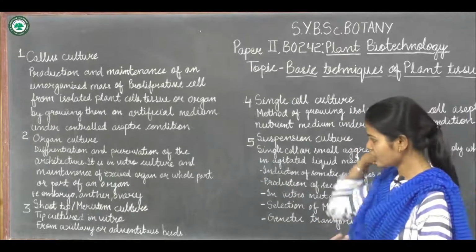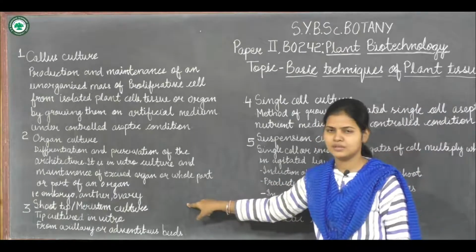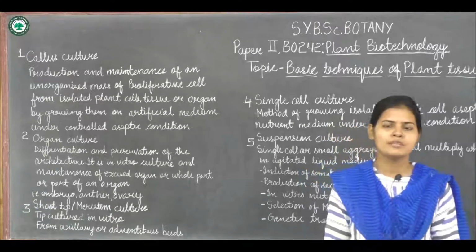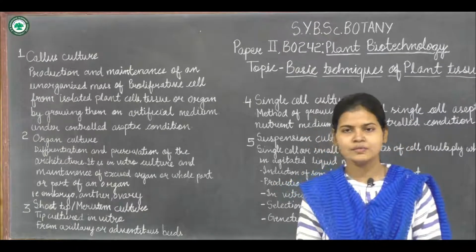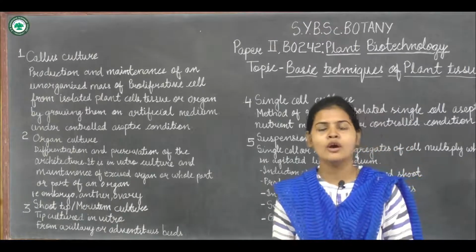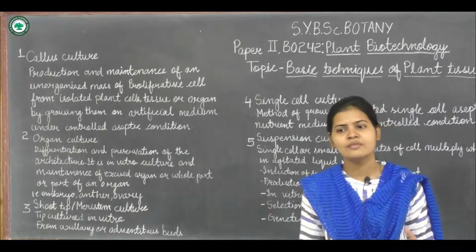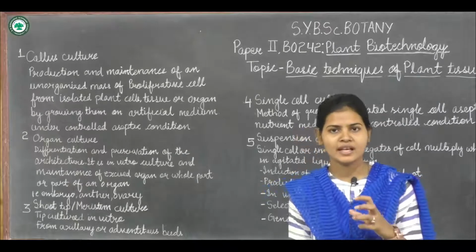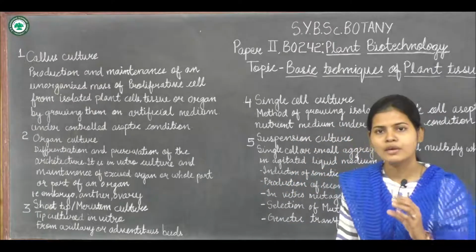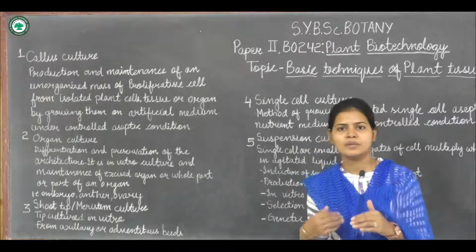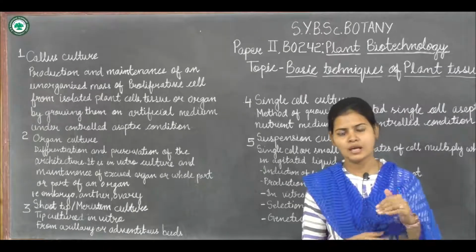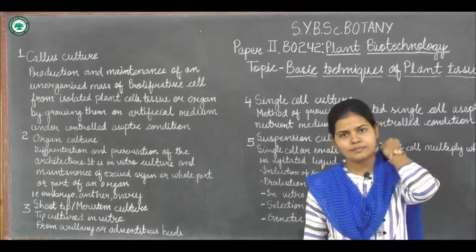Now next is shoot tip or meristem culture. Now what is meristem? Meristems are the regions where cells are continuously dividing, and we can also call them meristematic cells. The part of a plant where continuous division of cells takes place is called meristem.